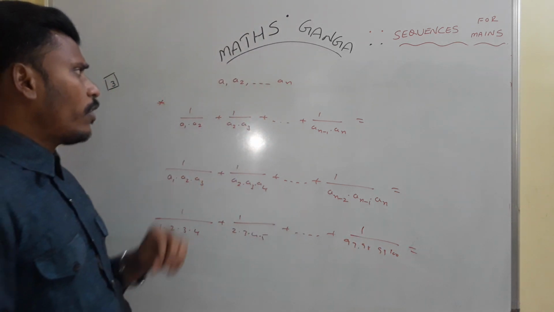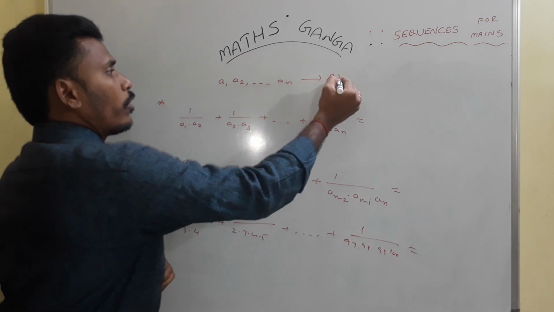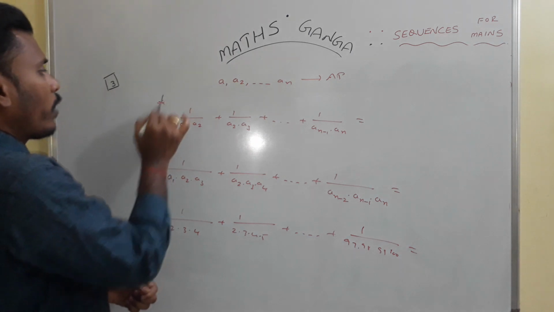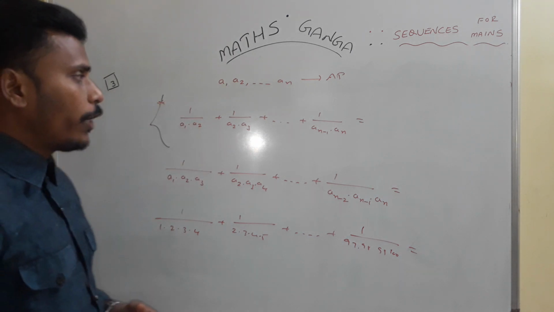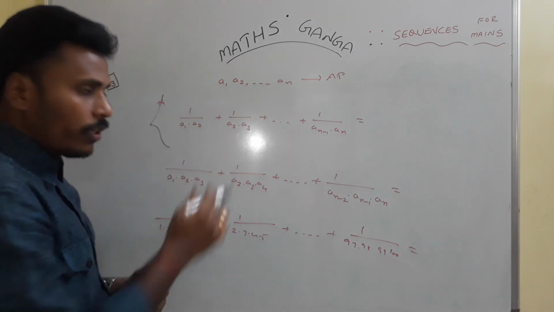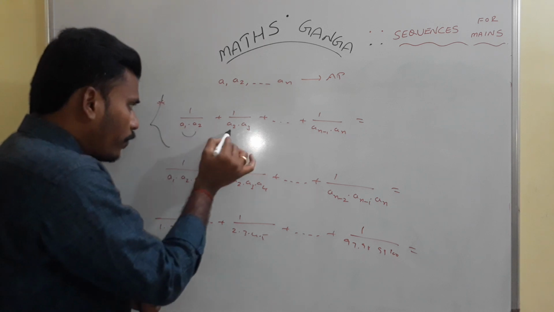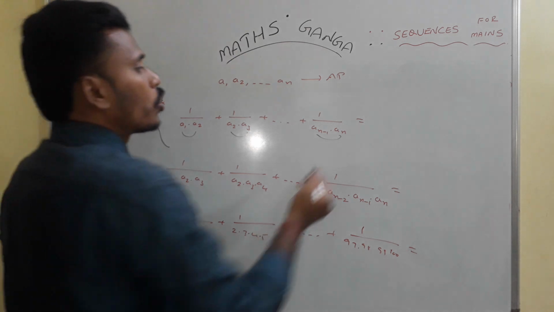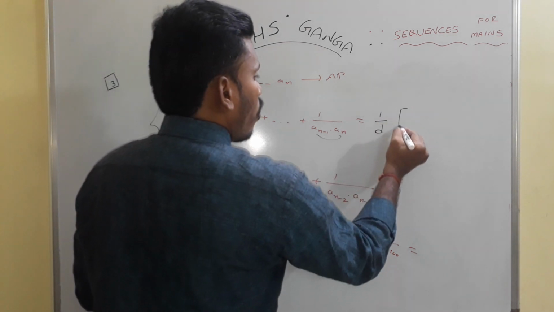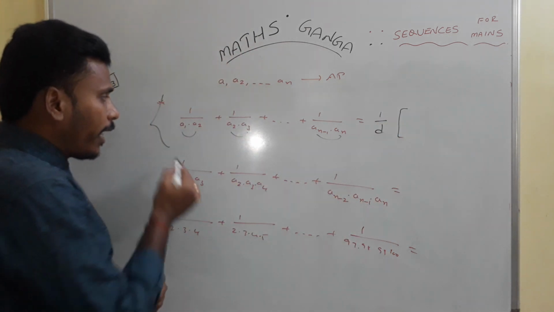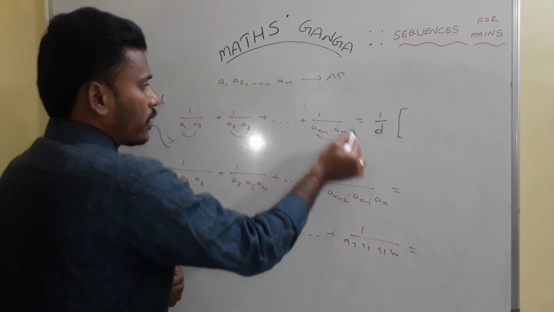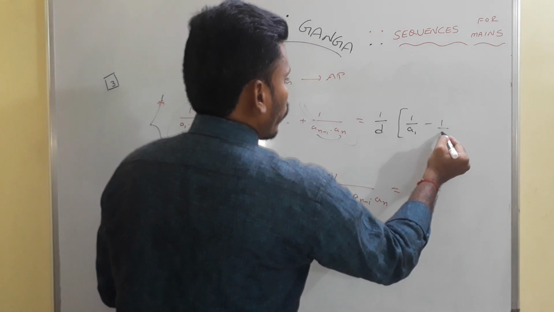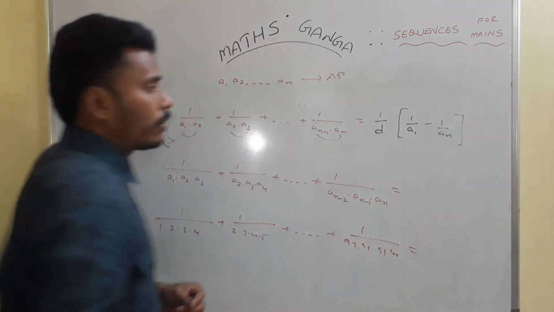See, first of all these terms are in arithmetic progression. Since all these terms are in arithmetic progression, you need to calculate this one, 1 by a1, a2, 1 by a2, a3 and 1 by an minus 1, an. First of all, just observe the difference between these two values. The difference is constant everywhere and the difference is d. So you just write 1 by d times the first part minus the last part. 1 by a1 minus 1 by an is your answer.